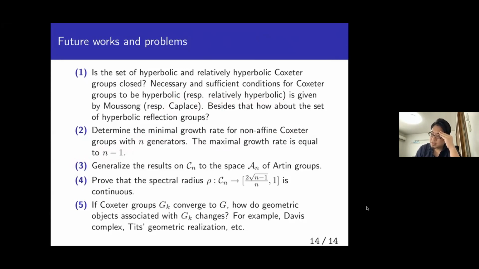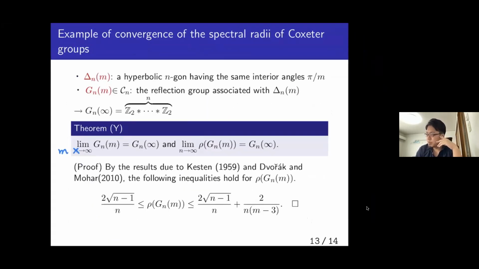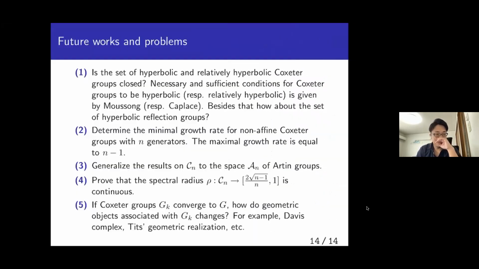And problem 3 is to generalize the results about Coxeter groups to Artin groups. Problem 4 is to prove that the spectral radius is continuous. On the last page, I will provide some evidence. And the last problem: if Coxeter groups GK converge to another Coxeter group G, how do geometric objects associated with GK change? For example, the Davis complex related to GK, or its geometric realization related to GK. Okay, I will stop here.